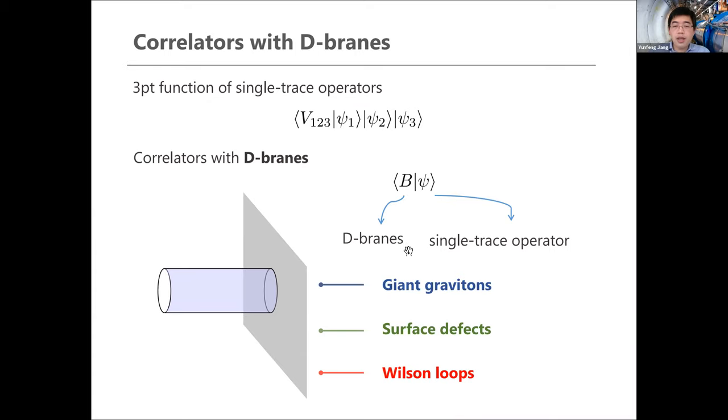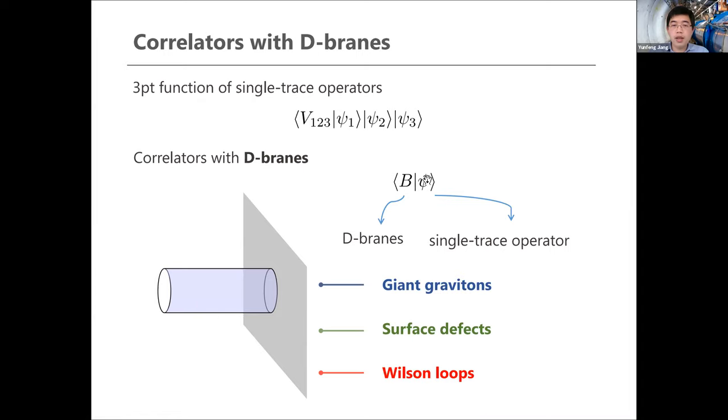Now in AdS/CFT, D-branes can correspond to various quantities. A few examples are the following. Sometimes D-branes correspond to giant gravitons, and this will be the main thing we will be considering in this talk. D-branes sometimes also correspond to surface defects, and in this case the overlap computes the defect one-point function. And sometimes D-branes also correspond to Wilson loops, and in this case this computes the Wilson loop one-point function.